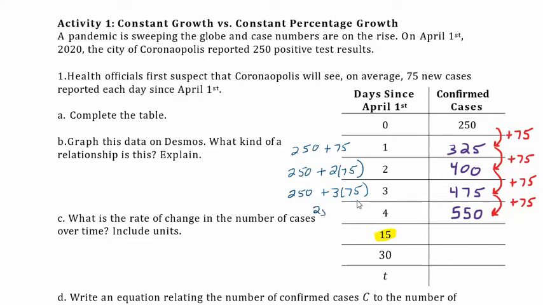So hopefully you can see the pattern here. The 4th day, we really added on 4 75s. So a quick way to get to the 15th day is to think, well, if I'm starting from April 1st, I'm going to have to add on 75 15 times. And to get to the 30th day, I'm going to have to add on 75 30 times. If we do those computations, we should get 1,375 for day 15 and 2,500 for day 30. Let's come back to this table in a minute, and let's go look at this graph.